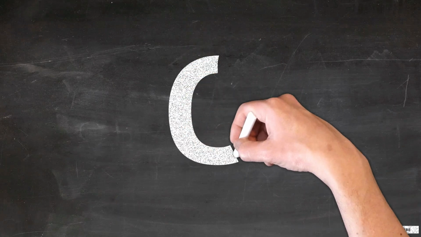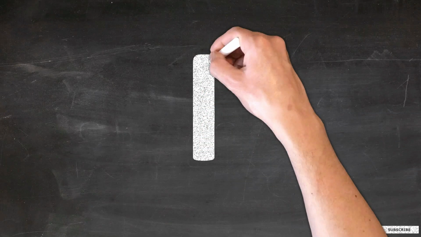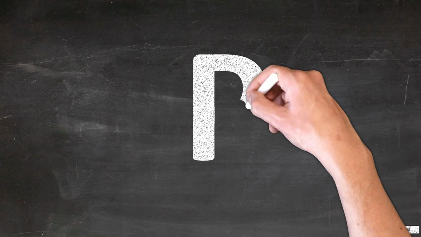Draw a big circle to the left. This is capital O. Start from the top, draw a standing line to the down. Go to the top again, draw a curve up to the middle. This is capital P.